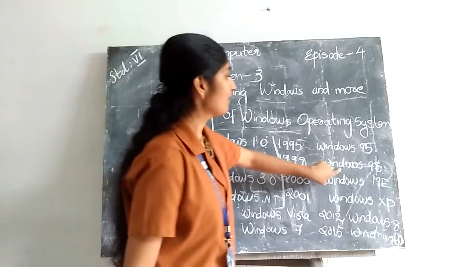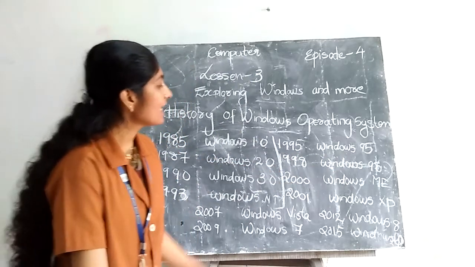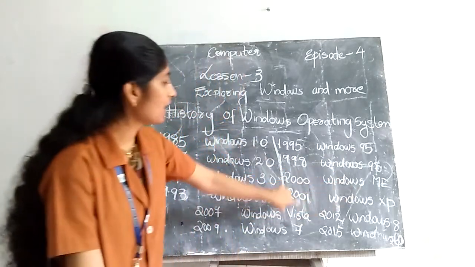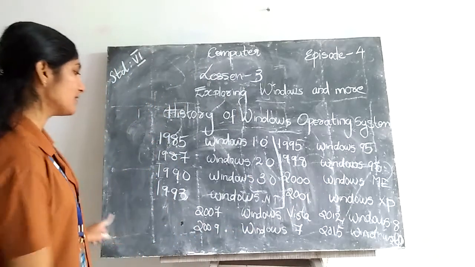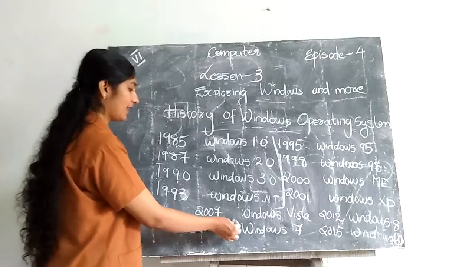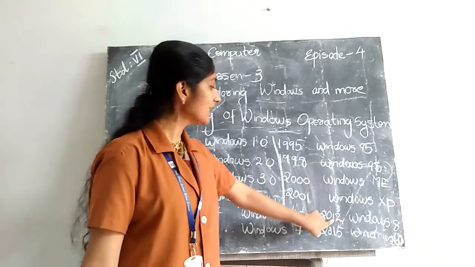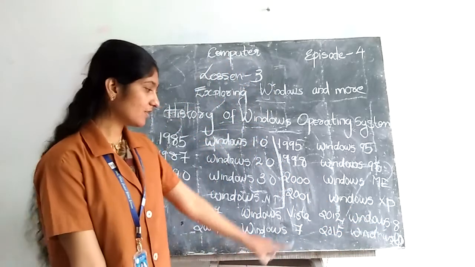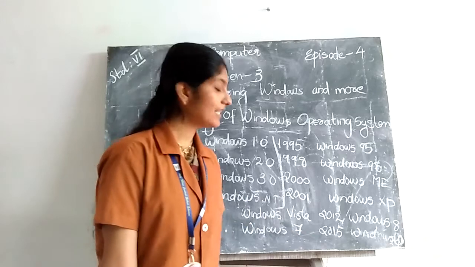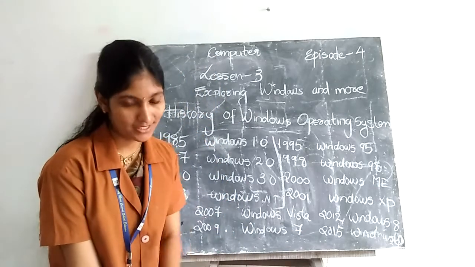1998, Windows 98, and in the year of 2000, Windows ME, and 2001, Windows XP. Then 2007, Windows Vista, and 2009, Windows 7, and in the year 2012, Windows 8, and now the latest version 2015, that is Windows 10. This is the history of Windows operating system.